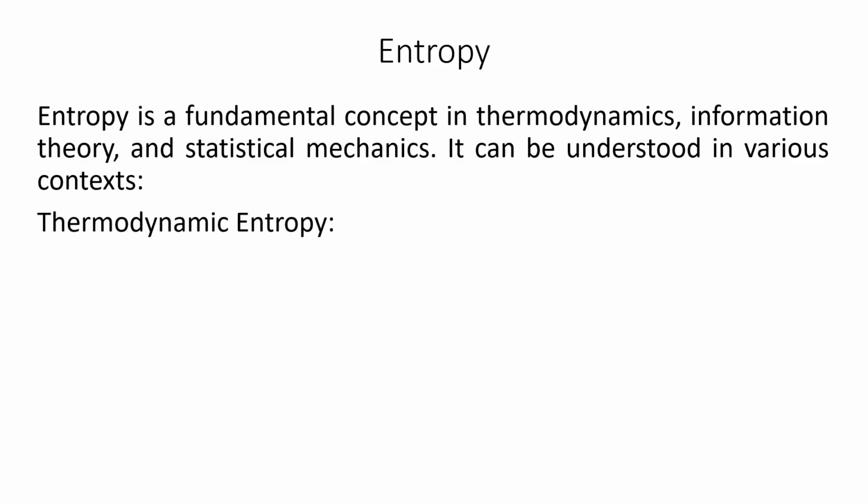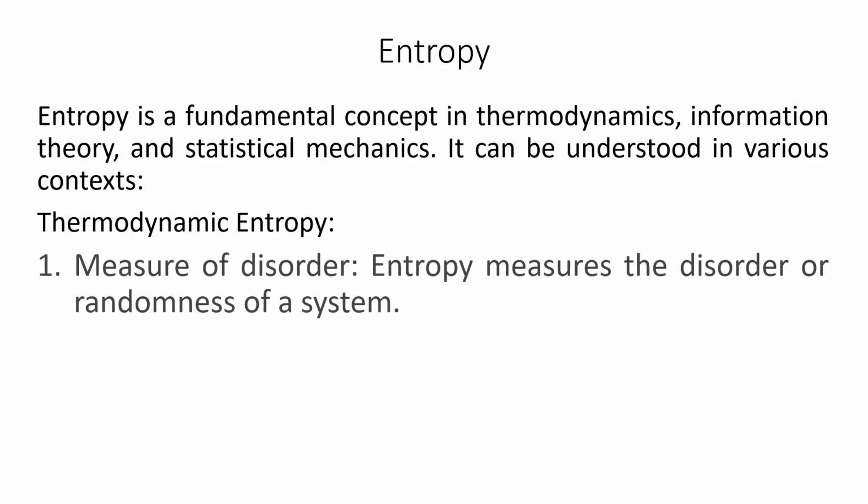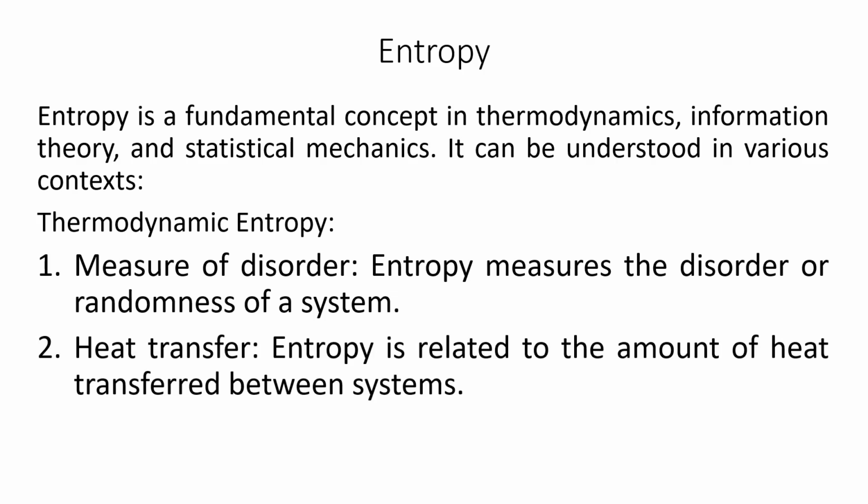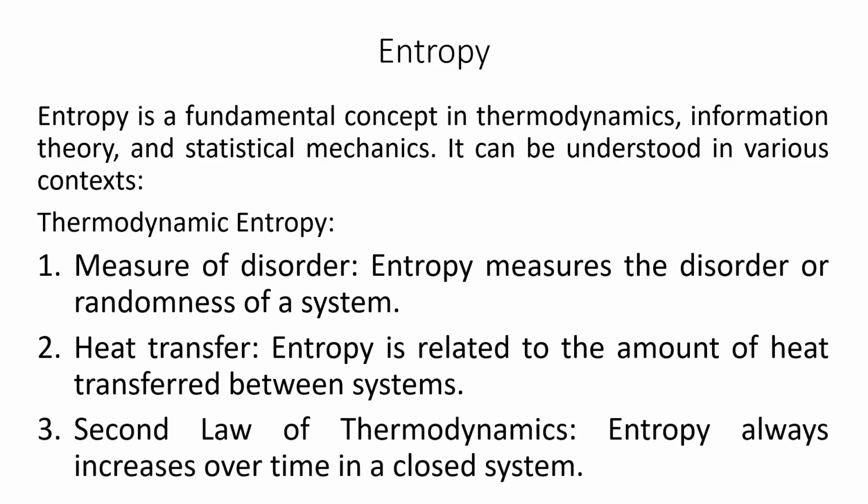Number one, thermodynamic entropy. Let us outline the different contexts. Number one, measure of disorder. Entropy measures the disorder or randomness of a system. Number two, heat transfer. Entropy is related to the amount of heat transferred between systems. Number three, second law of thermodynamics. Entropy always increases over time in a closed system.